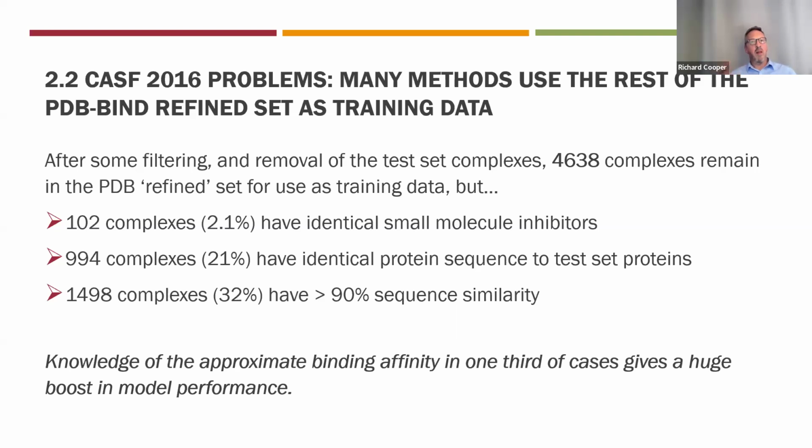Then 32% of the complexes, which is a superset of the 994, have greater than 90% sequence similarity. So they're probably again going to have very similar binding affinities for a given molecule, or a range of binding affinities for the molecules that they see. So that means all of these methods using the rest of the PDB or PDBbind to learn or to predict the test set are going to do quite well.